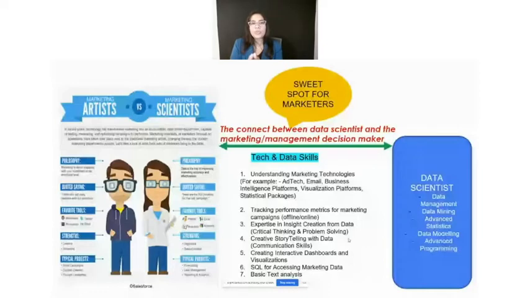We want to make sure that we inculcate both these skills in the same person. It's a tough job. It's an uphill task. There's something which I do all the time in my class.